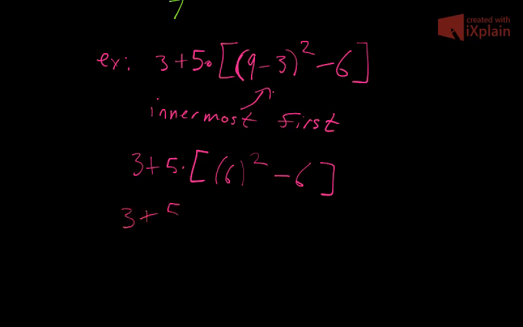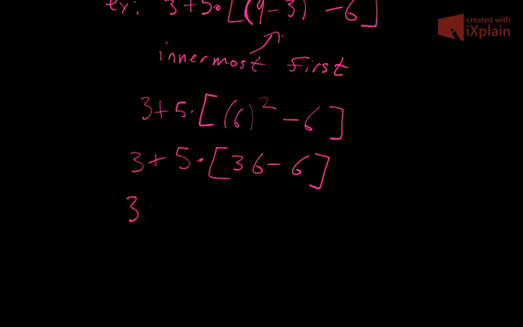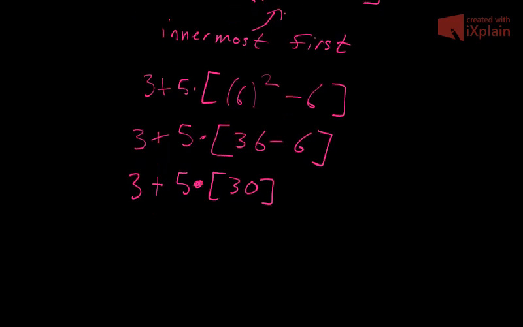So let me do that real quick. 5 times 36 minus 6. And 36 minus 6 is going to be 30. So once I'm done with that, 3 plus 5 times 30. Just like that, I am completely done with all of my symbols of inclusion. I can solve this like a normal problem. 5 times 30 is 150. I do the multiplication next. That would be 5 times 30 is 150. Then I add 3, and I get 153. And that would be my final answer.